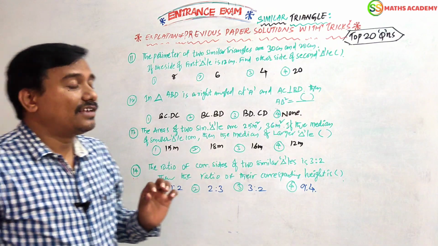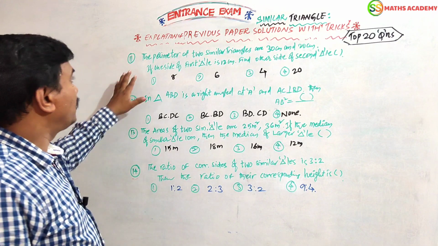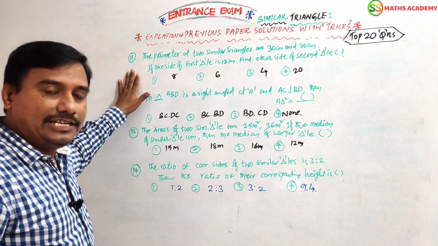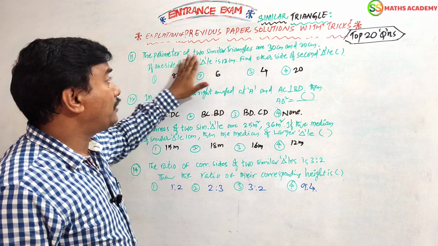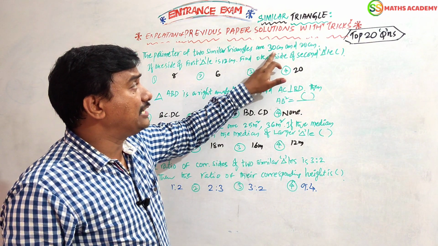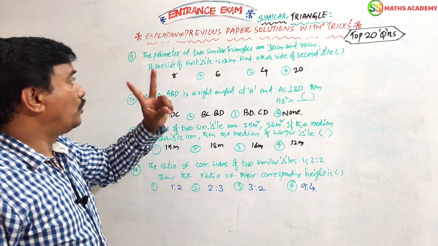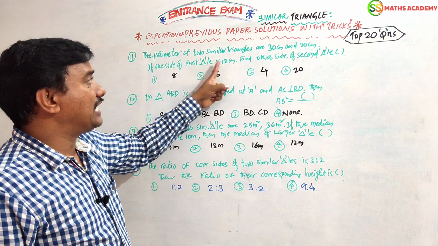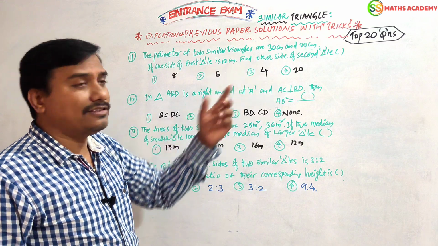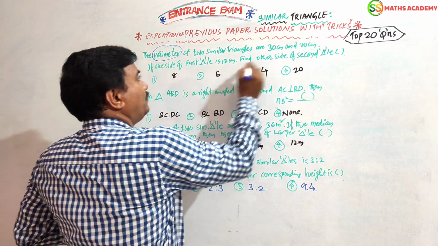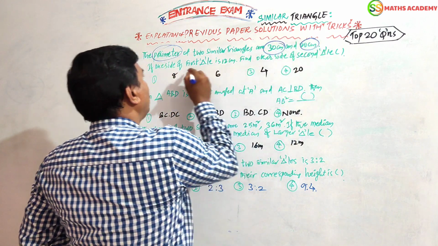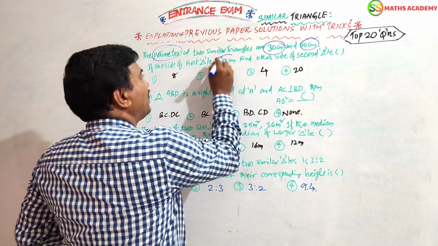Finish. See friends, question number 11. One more interesting question. Interesting models also. The perimeters of two similar triangles are 30 cm and 20 cm. One side of the first triangle is 12 cm. Find the other. What are the key terms? This is the first key term: these are the perimeters of the two triangles, and one side of the first triangle is 12.